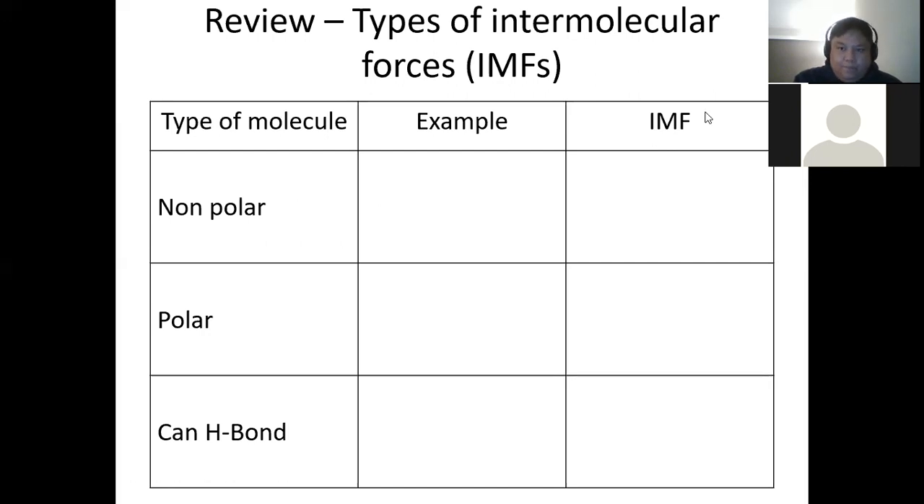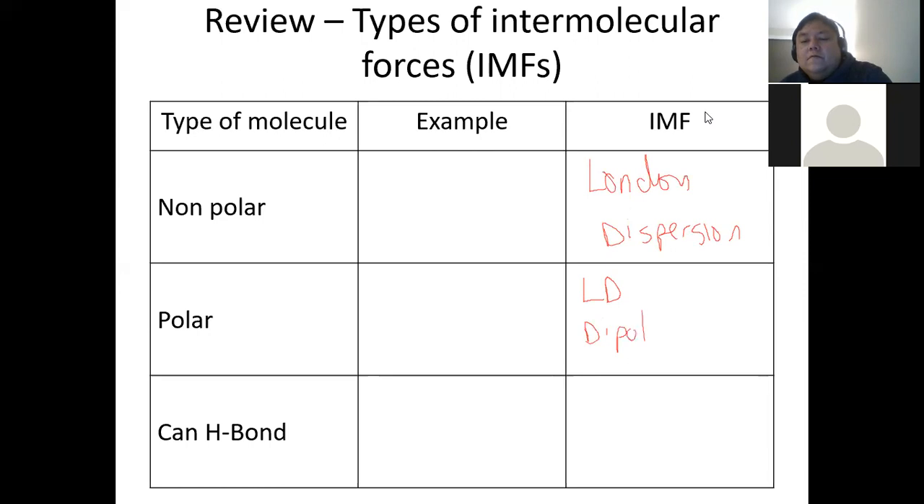Nope. You're on the opposite end there. Every molecule, regardless of what it is, doesn't matter if it's an atom, nonpolar molecule, polar molecule, whatever, your London dispersion, right? If it's a polar, you can do London dispersion and you can do dipole-dipole. And finally, if you can H bond, it would be London dispersion, dipole-dipole, and hydrogen bond, right?